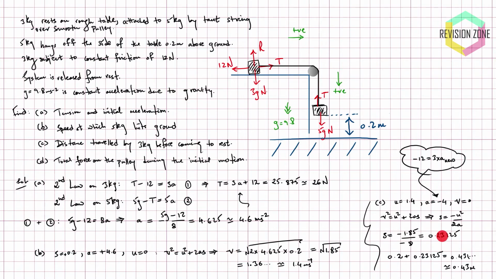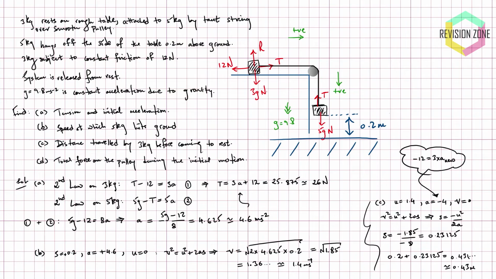But we're in luck because we know what this height is, and we know that in the first phase, this string is taut. In other words, the distance traveled by 5 kilograms has got to be the exact distance traveled by 3 kilograms in the first phase of the motion, which means it has to be 0.2 meters, right? Which means the total distance traveled by my particle of 3 kilograms is actually 0.2 meters in the first phase and 0.23125 meters in the second phase, which is about 0.43 when I round it. Okay, so this is the total distance traveled by the particle. So we've answered part C.